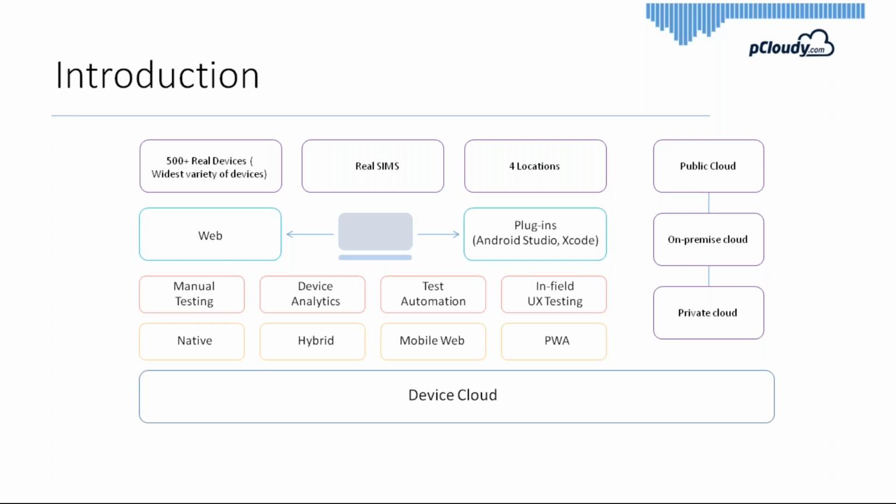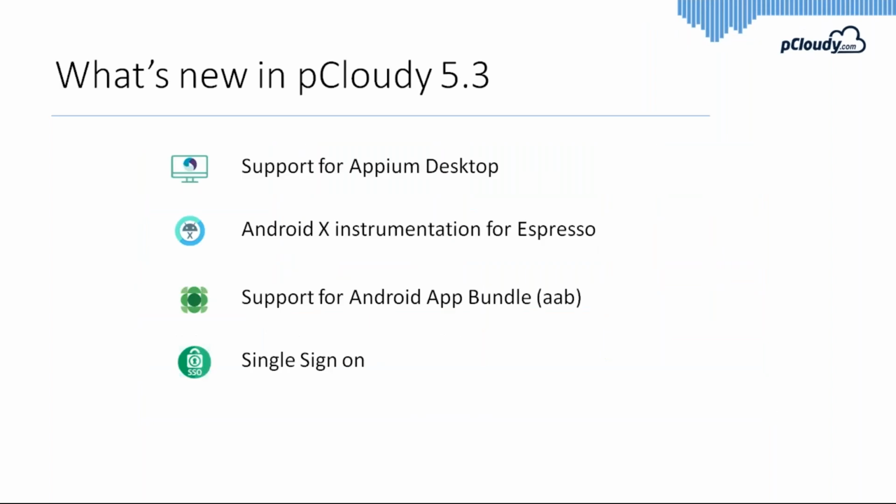Right? So let's move on to the next slide to see what exactly we have in store today for pCloudy 5.3. We have four features which we are releasing today with 5.3 on pCloudy. The first and foremost is support for Appium Desktop. Right, we are going to talk about Appium Desktop, what it is, when we move on to the next slide.